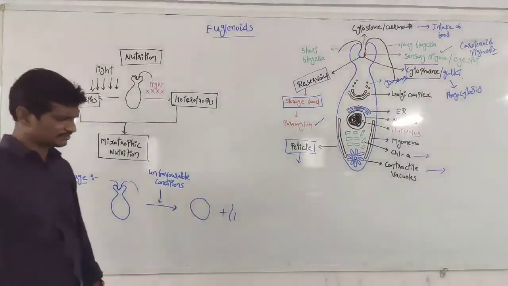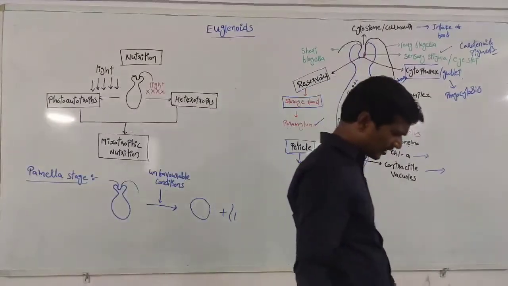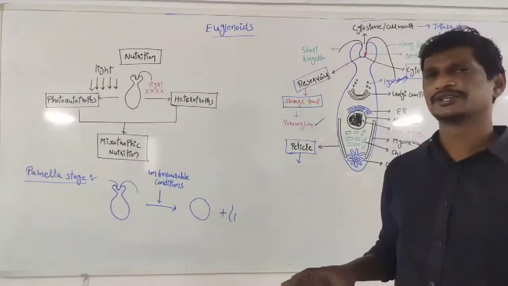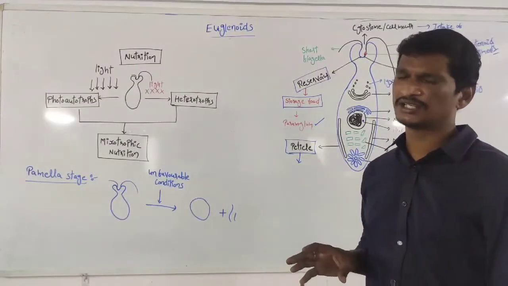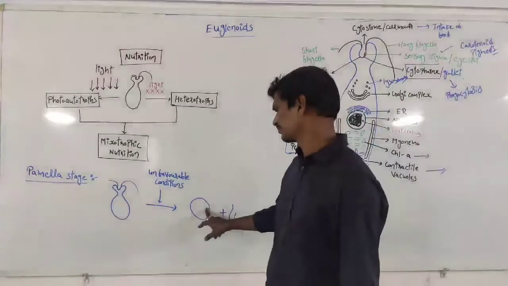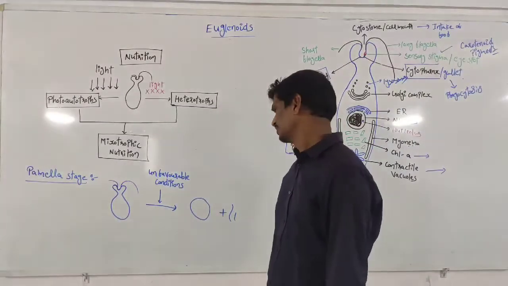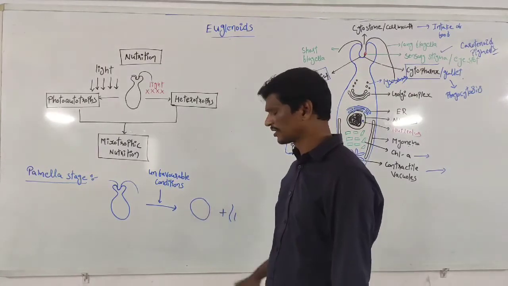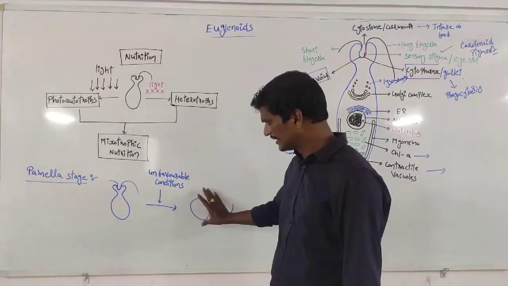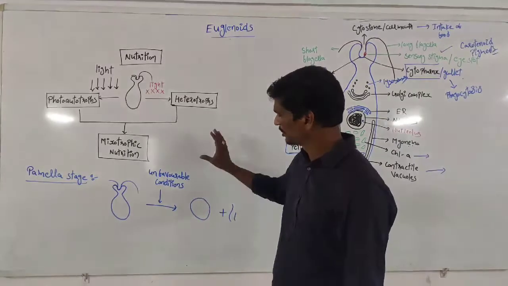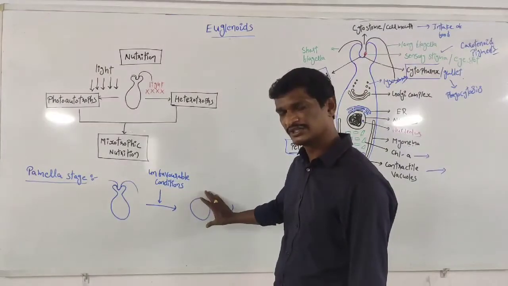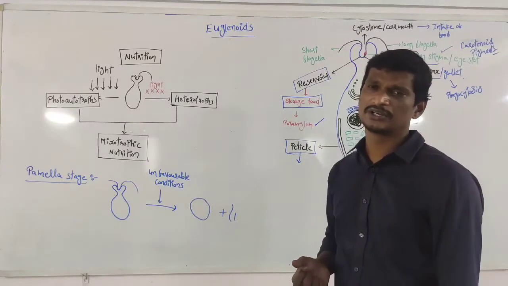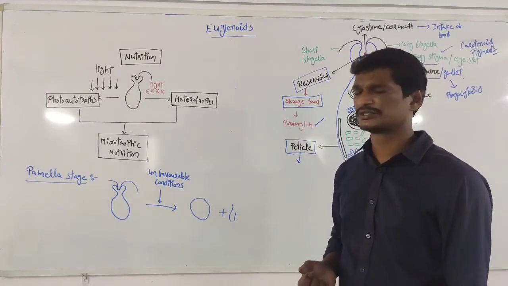And the palmella stage. Palmella stage means that during unfavorable conditions, the Euglena loses its two flagella and forms a round shape. This round shape indicates that the Euglena is experiencing unfavorable conditions.